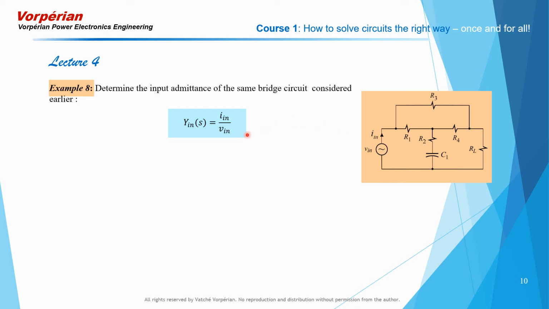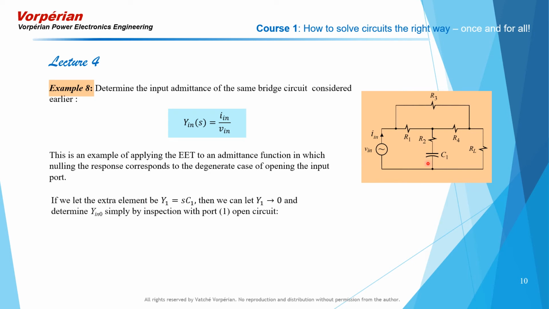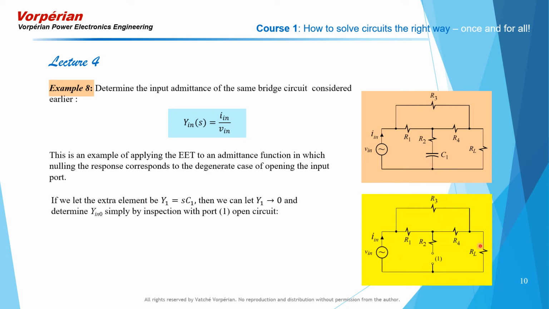So now we're going to apply our extra element theorem to the input admittance function, in which we again designate C1 as the extra element, and we set its susceptance equal to 0, which means we put an open there, and we determine the value of the input admittance at 0 frequency, which is the reciprocal of the input resistance, and we have Y in 0 as 1 over RL plus R3 in parallel with R1 plus R4. That's our first calculation. And we need to perform two additional calculations.